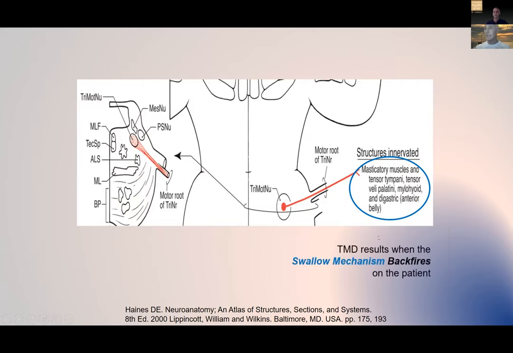So what TMD muscular symptoms are is really when the swallow mechanism backfires on the patient. It hyperfunctions all their muscles from their teeth rubbing together incorrectly. That's why you see so many class twos who have TMJ. That's why you see people who have lack of anterior contact have TMJ. Or let's say muscular symptoms. So this is the mechanism.